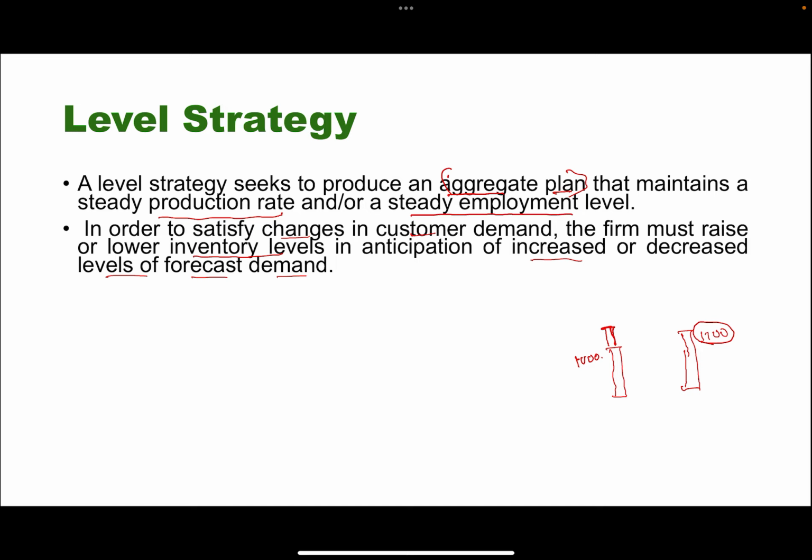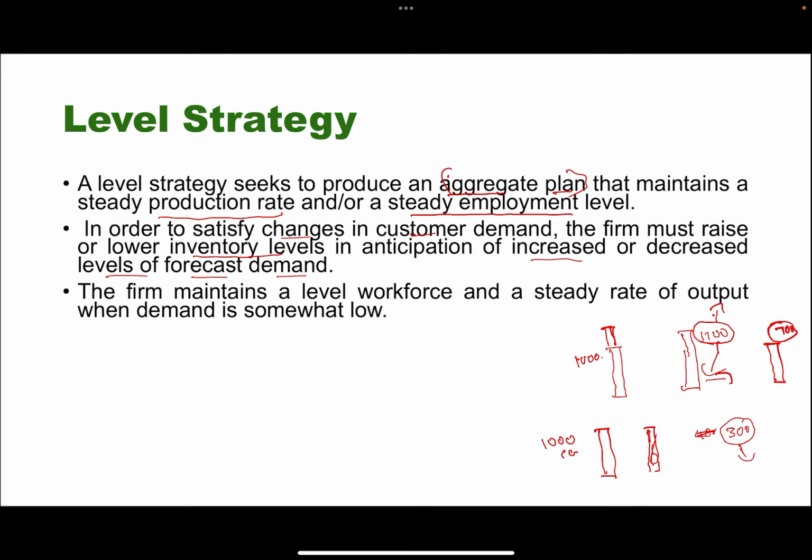So sometimes the forecast demand comes down to some 700. So if you are manufacturing only 1,000 cars continuously, that is the level strategy. That means we are not able to meet the demand at this point, but gradually, if you manufacture like this, you have an inventory. So when the demand is 700 cars only, we have an inventory of 300 cars. This inventory can be used to meet the demand during this time.